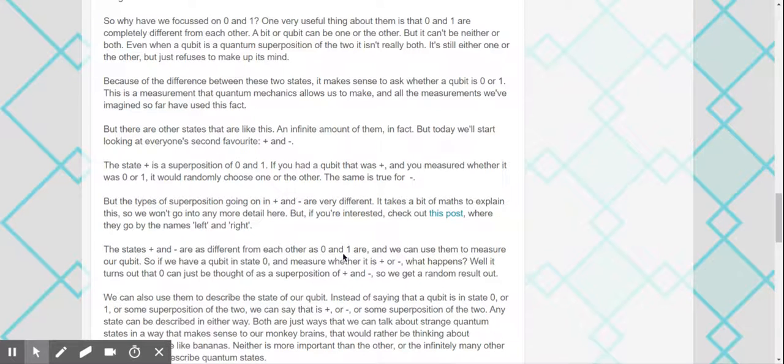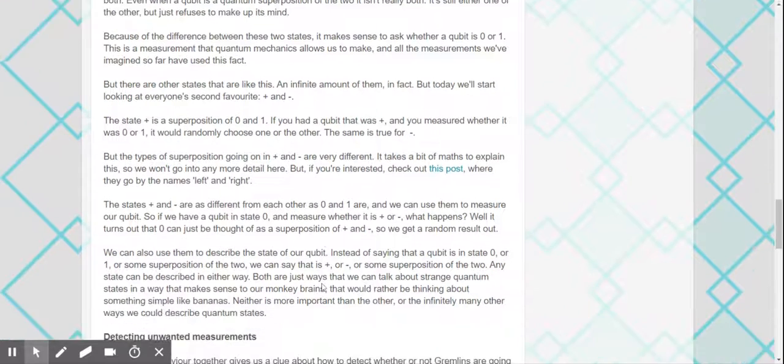The states plus and minus are as different from each other as zeros and ones are, and we can use them to measure our qubit. So if we have a qubit in state 0 and measure whether it is plus or minus, what happens? Well, it turns out that 0 can just be thought of as a superposition of plus and minus, so we get a random result out.